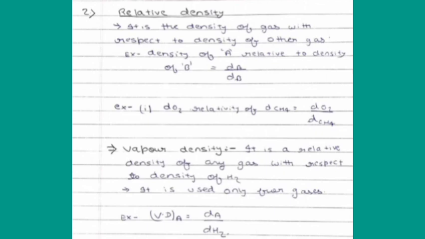Now comes another form of density, which is relative density. It is the density of a gas with respect to the density of another gas. For example, the density of A relative to the density of B will be written as density of A by density of B. We can take the example of the density of O2 relative to the density of methane, which can be written as density of O2 by density of methane.